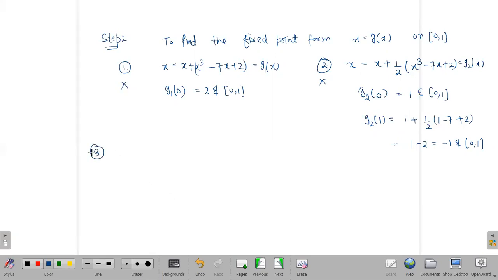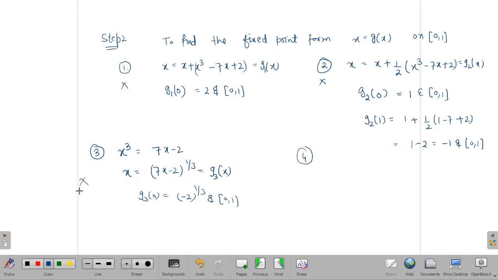And in the third, this is the equation x cube minus 7x plus 2 equal to 0. If I keep x cube on the left side and 7x minus 2 on the right side, then x will be 7x minus 2 raised to power 1 by 3. So this can also be our g of x. Is it continuous? Let us check at 0. It is minus 2 raised to power 1 by 3, so it does not belong to 0, 1. So you cannot take this also.